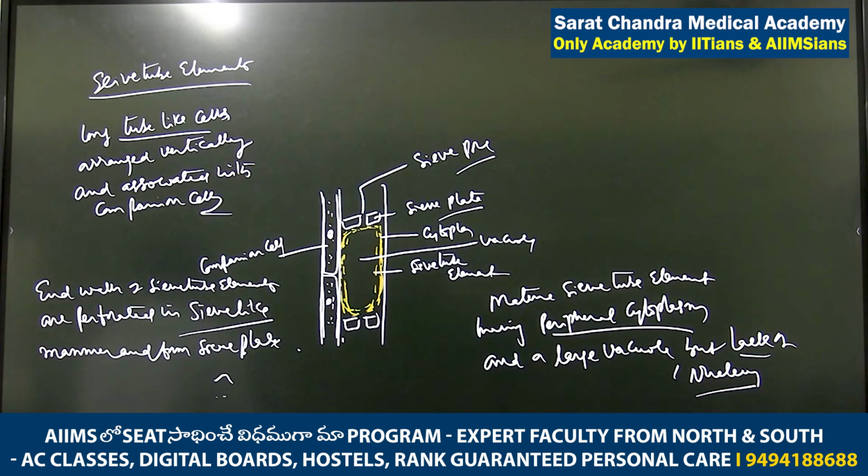But young sieve tube elements have a nucleus. At the time of maturity, only the nucleus degenerates, having cytoplasm. Though the nucleus is absent, they are treated as living cells in the plant kingdom.